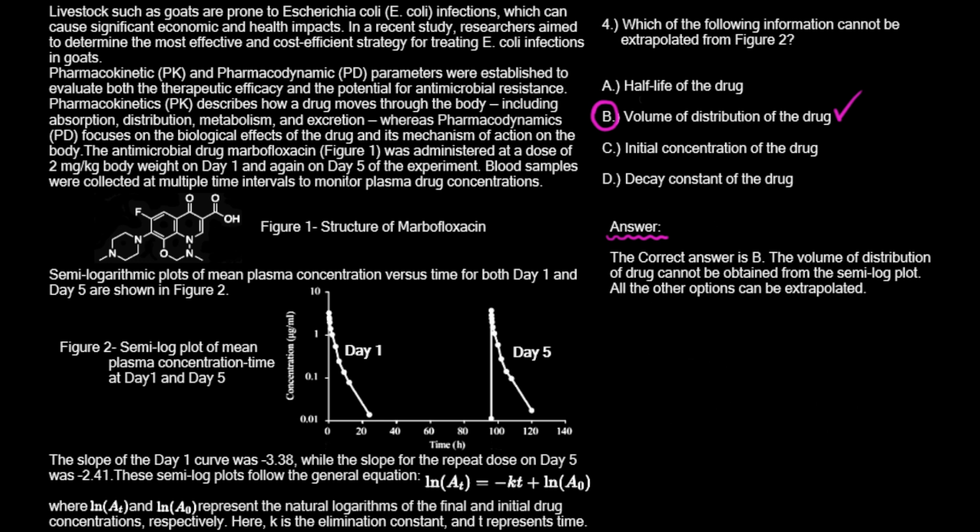However, the volume of distribution cannot be determined from the plot or from the equation shown. VD requires information about the amount of drug in the body relative to its plasma concentration, which is not provided in figure 2. Therefore, answer choice B is correct.